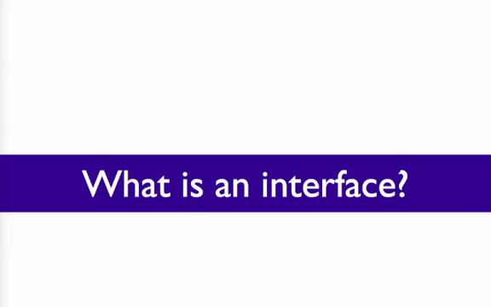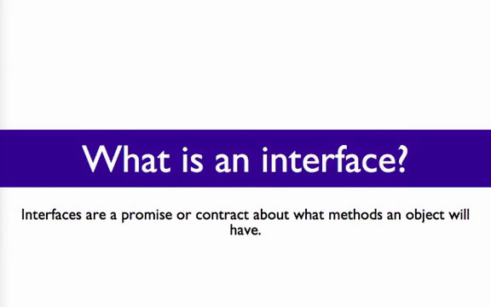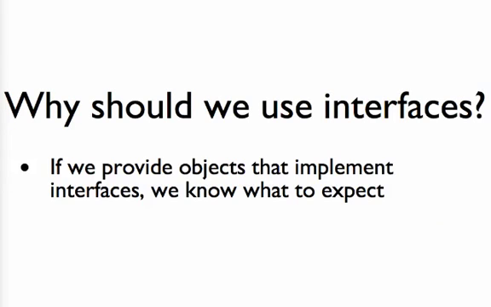And now we'll talk about interfaces. So interfaces are basically a promise or a contract of something that you can be guaranteed is going to be there and available for you to work with inside of your object or inside of your class. So why should we use them? Well, if we provide it, we know exactly what to expect, right? If I say I've got an interface that defines a house, and it's got a door, and a garage, and a bathroom, and I have a house that implements that interface, I know that house is guaranteed to have a door and a bathroom and a garage.